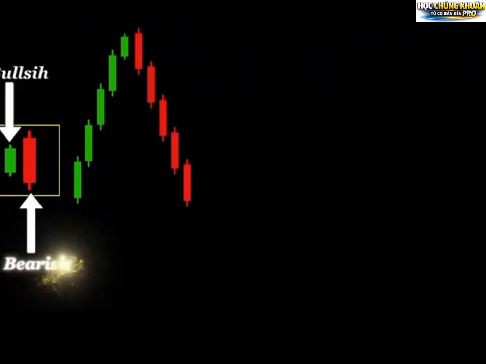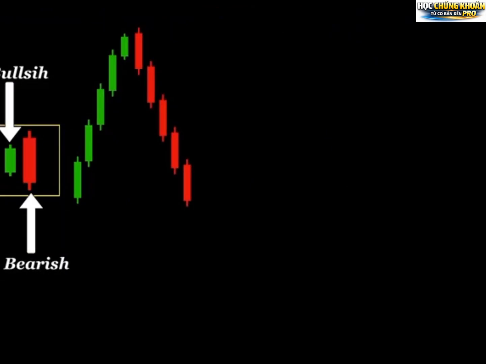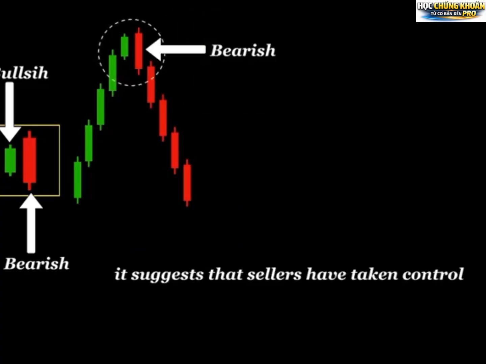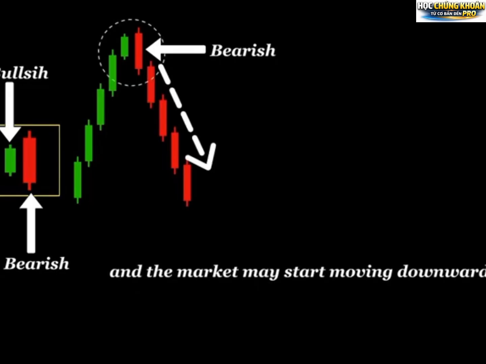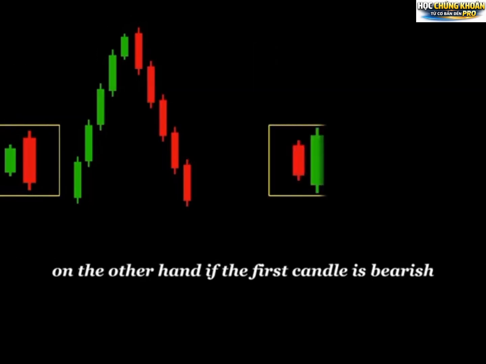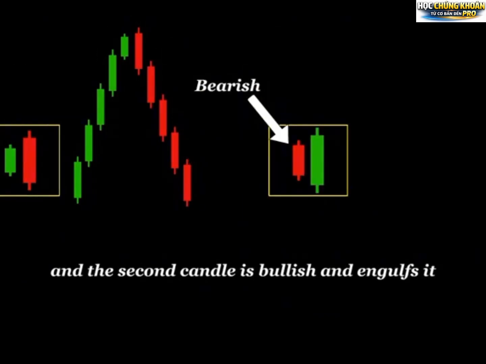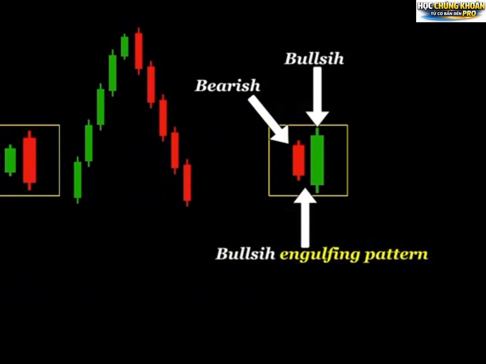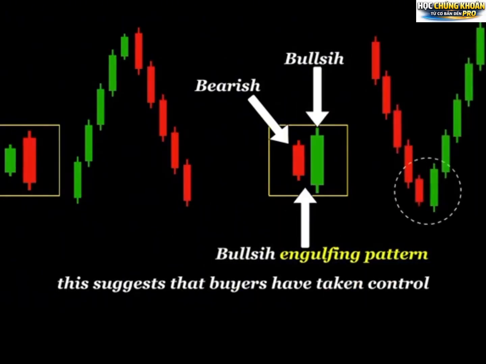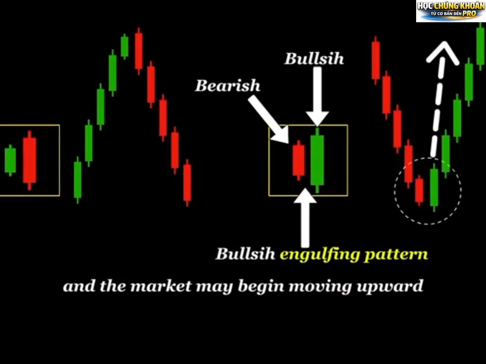There are two main types of engulfing patterns. If the first candle is bullish and the second candle is bearish and completely engulfs it, this is called a bearish engulfing pattern. It suggests that sellers have taken control and the market may start moving downward. On the other hand, if the first candle is bearish and the second candle is bullish and engulfs it, this is called a bullish engulfing pattern. This suggests that buyers have taken control and the market may begin moving upward.